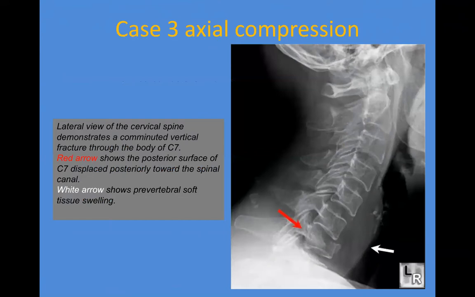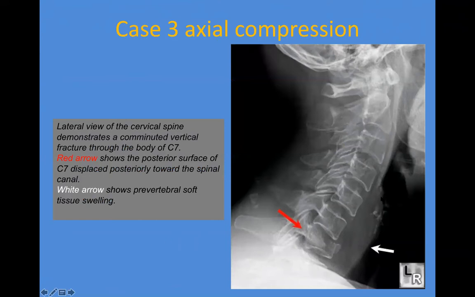Here's another example of axial compression. And so what you have is this comminuted vertebral fracture through the body of C7. And what you see is that the anteroposterior dimension of the C7 vertebral body is increased. So it's like fatter from front to back than the normal vertebral body here. And that's because your axial loading came this way. So you have a force coming down on that vertebral body, which causes the fracture fragments to pull posteriorly and anteriorly.